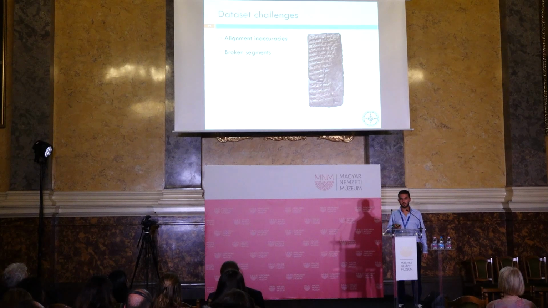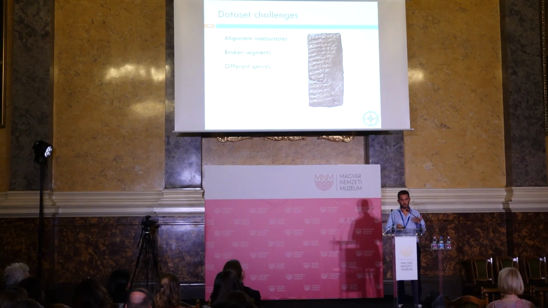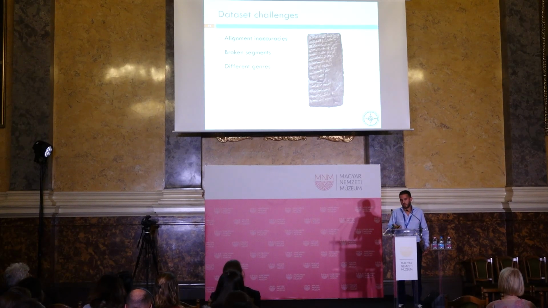Broken segments: this is an example of a broken tablet, and you can see it's very hard to understand what's going on on the right side of it. And different genres are also very challenging because in Akkadian you have royal inscriptions, literature, astronomy, military descriptions, many types. So genres are very different, and we try to translate all of them to some extent.